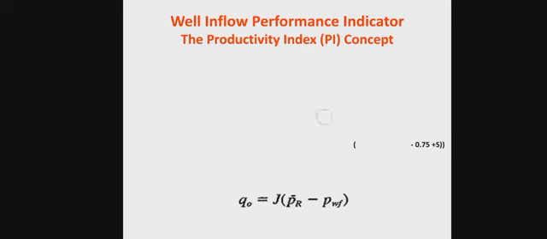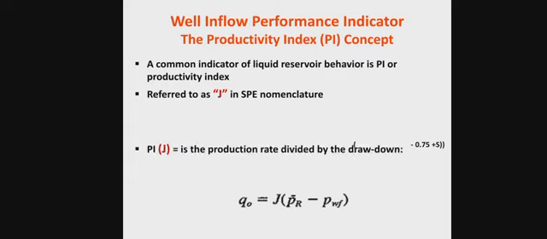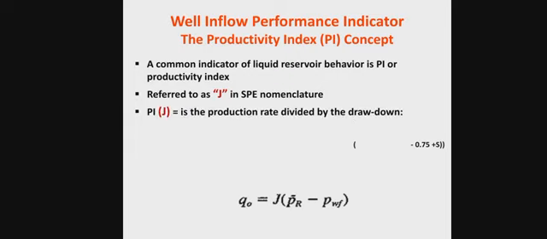The productivity index concept is a common indicator of liquid reservoir behavior. Most of the time we will write PI, which stands for productivity index, or refer to the productivity index as J in the Society of Petroleum Engineers nomenclature. J stands for the productivity index, and J is the production rate divided by the drawdown.